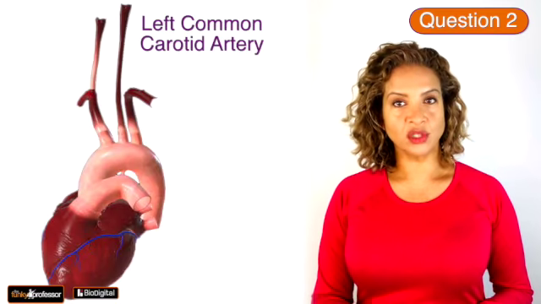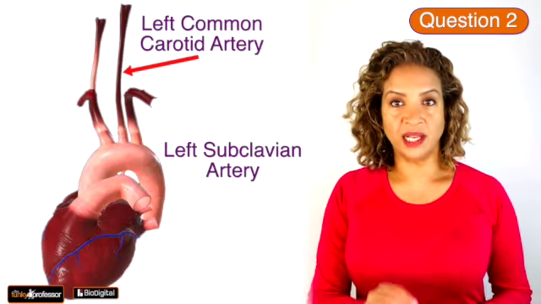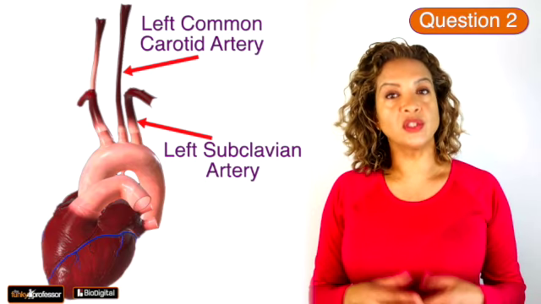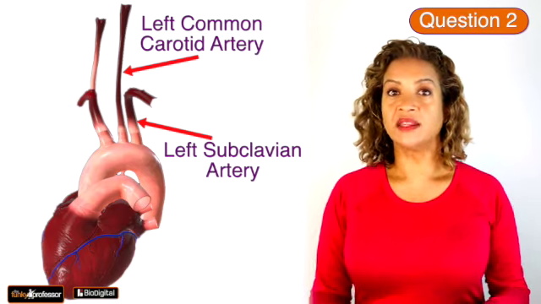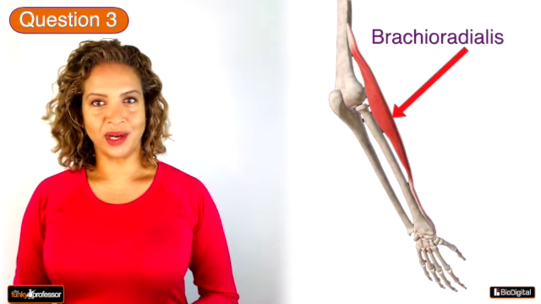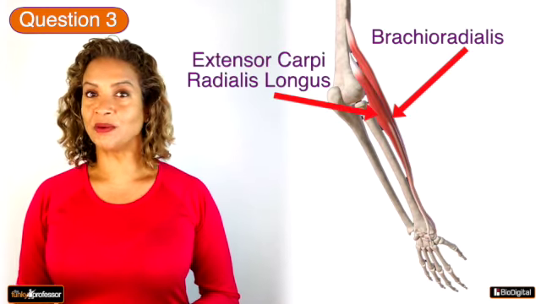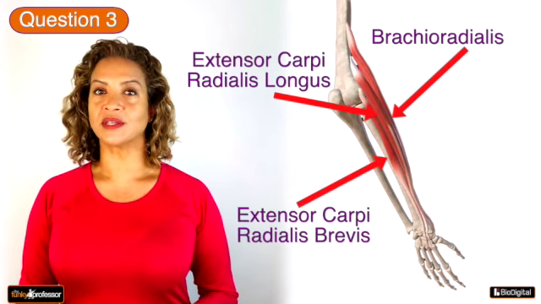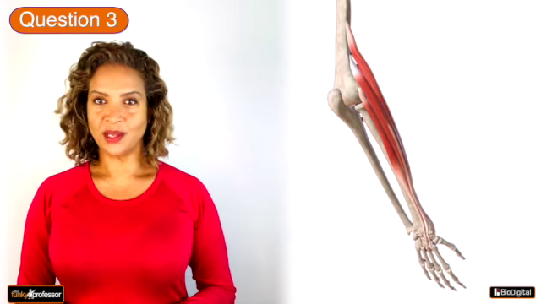Instead, the left common carotid and left subclavian arteries arise directly from the aorta, but they do go on to similarly supply the left side of the head and the left arm. Question 3. The 3 muscles that make up the wad of 3 are the brachioradialis, extensor carpi radialis longus and extensor carpi radialis brevis. All 3 muscles arise from the lateral aspect of the distal humerus.